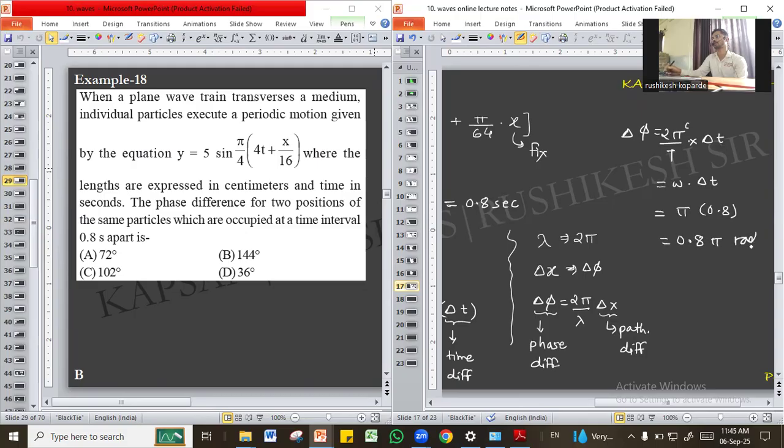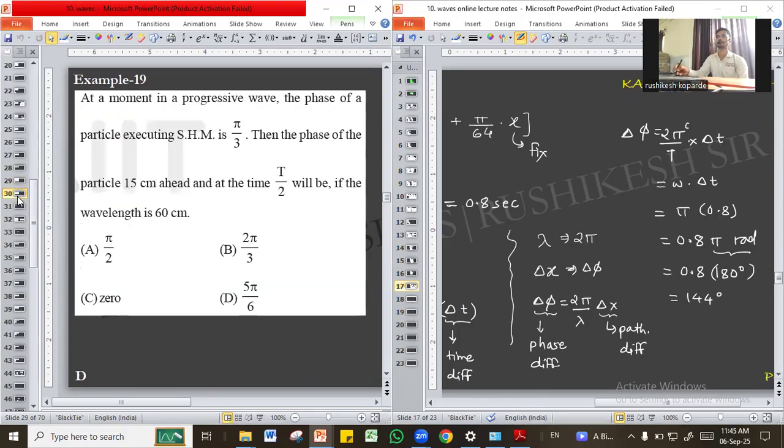Of course, the answer is in radian. You know, pi radian is what? 180 degree. So always replace pi as 180. You will get the answer in degree. You just need to replace pi radian with 180 degree. That's it. So what is the answer? 144 degree. Solve this.